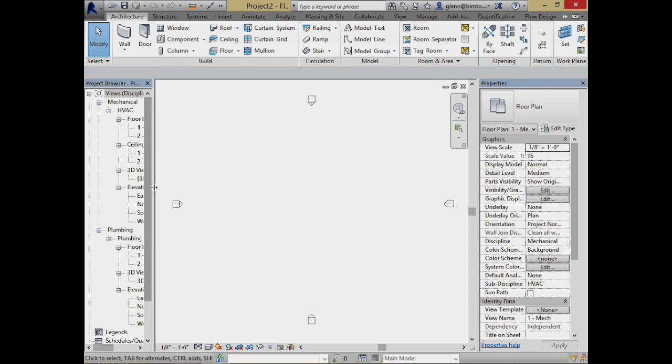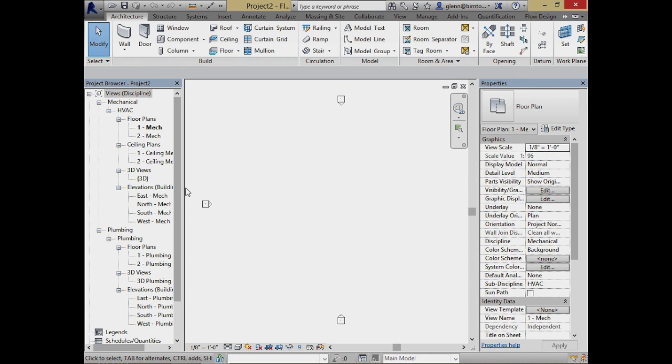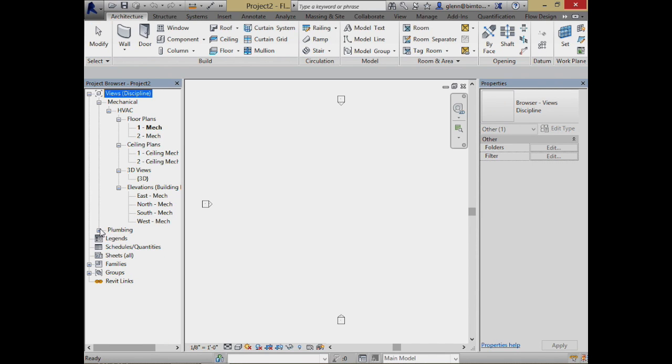One thing it does have set up that's nice is different views which are optimized for the mechanical and the plumbing systems, so they're already set up and ready to go. So it's not a bad one to start with. Okay, to get going, let's do this. I'm just going to put a very simple building in here.